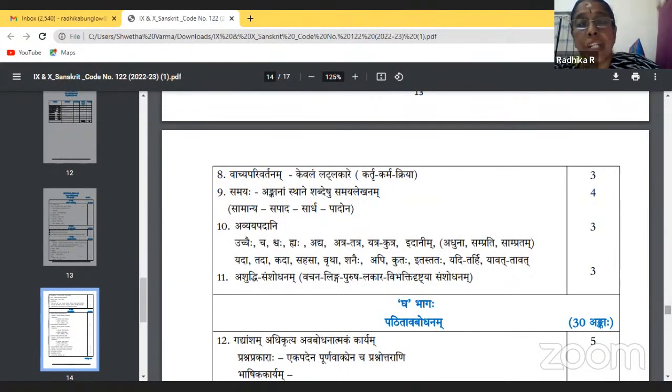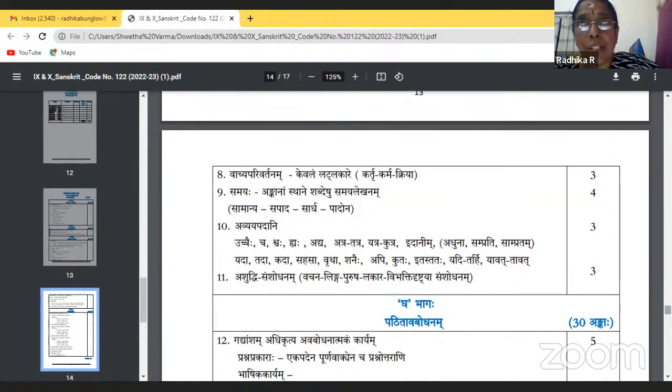Then the next grammar part is Samaya, Anganam sthane shabdeshu Samaya lekhanam. That is very easy for the children. Every child should get full marks for that, because there is no confusion. Sapada, Sartha, Padona, then the time, Samanya. That is very easy.